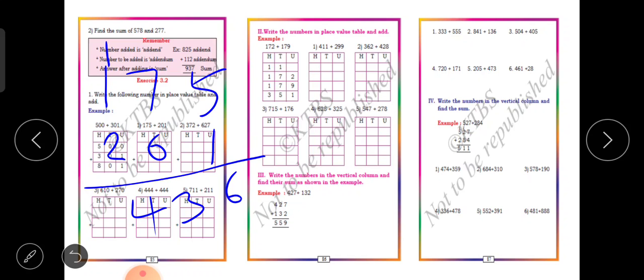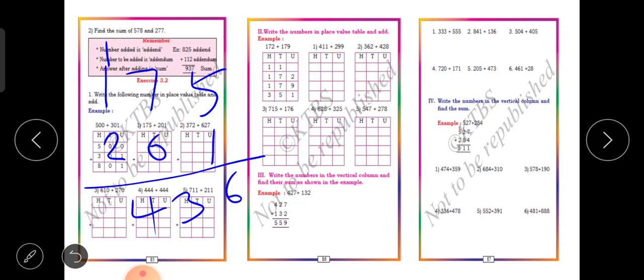What is 372 plus 627? 7 plus 2, 9. 7 plus 2, 9. 6 plus 3, 9. So the answer is 999. So you are going to write 999. Okay, so complete this in the given column.